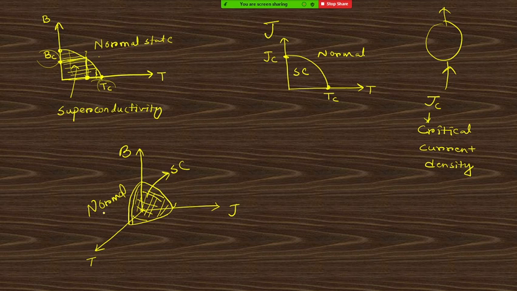I think it is clear. These three effects. This is the temperature effect. What is this temperature? This is critical temperature. What is this? This is the critical current density. What is this? This is the critical magnetic field.